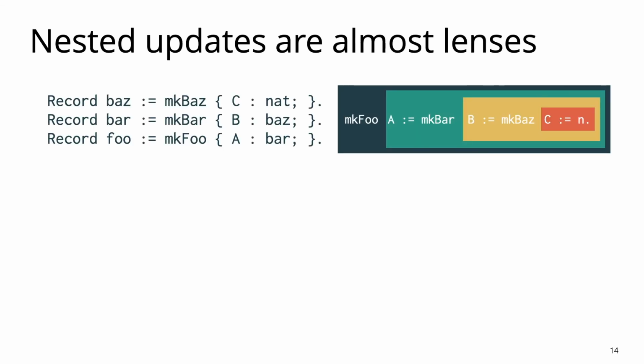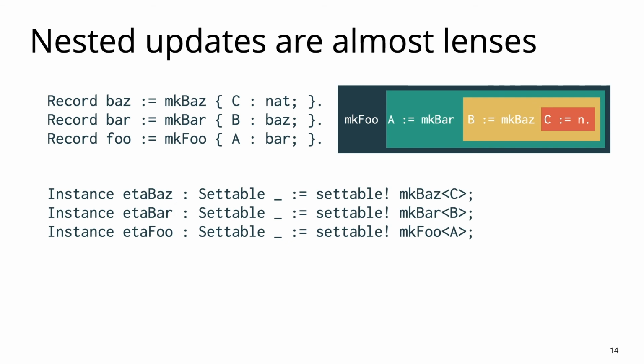Sometimes we have records whose fields are themselves records. So here's an artificial example with a triply nested record. Suppose we have a foo and we want to update this deeply nested field C. Normally, a solution that you might reach for is lenses. And if you don't know about lenses, that's okay, because we're going to solve the same problem with just Coq record update. If we want to update this nested field, all we need to do is set up Settable instances for all the records involved. And then this notation a; b; c refers to that nested field.